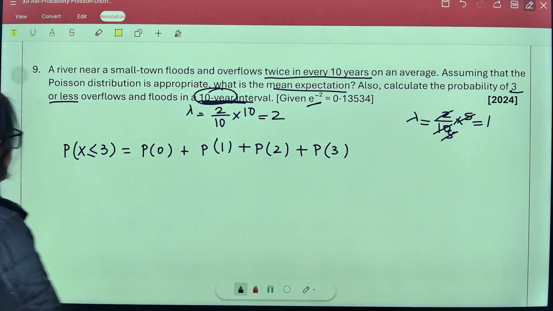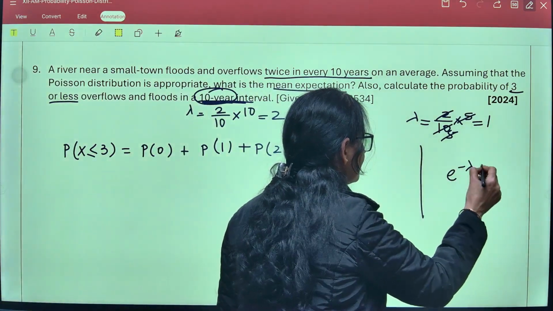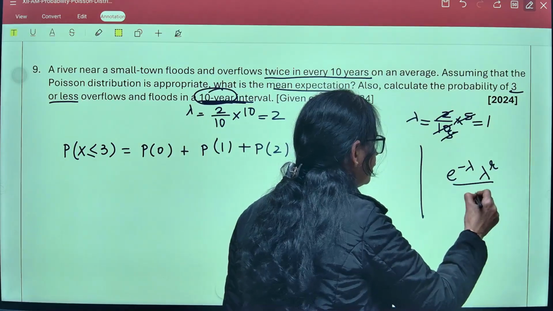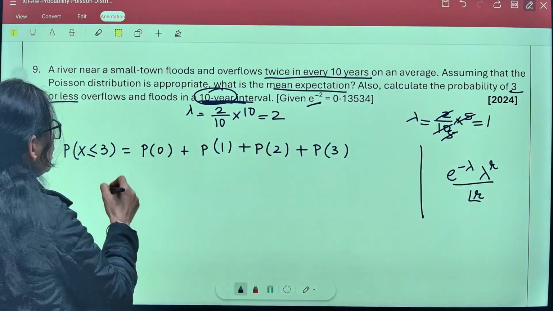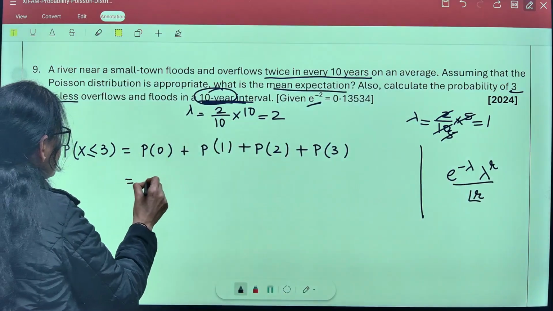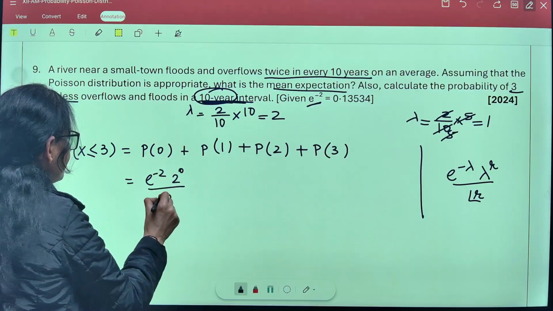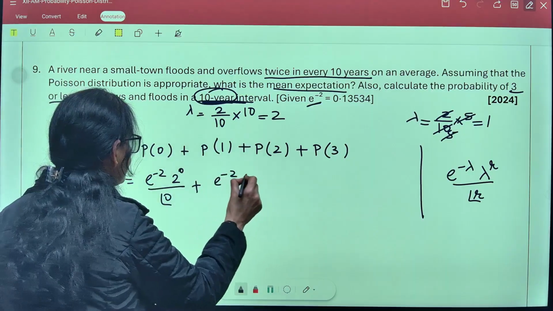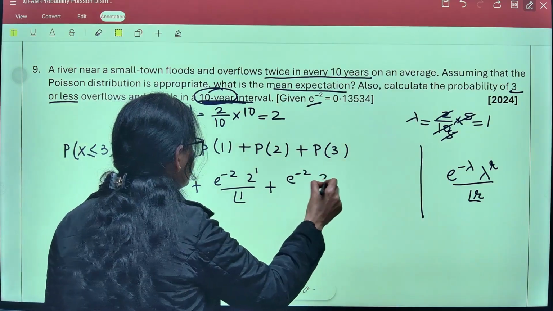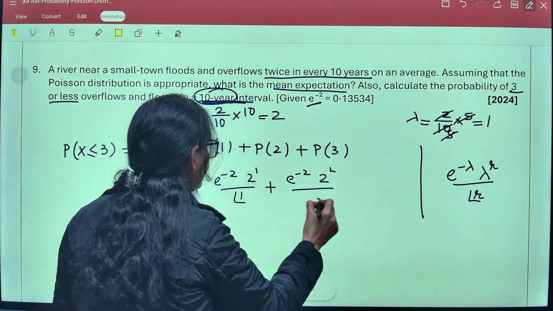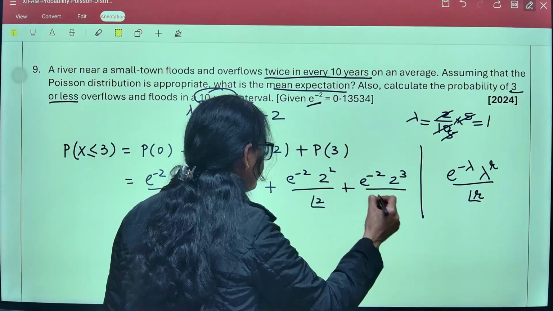Right? So let's find all these using the Poisson distribution formula, which is e raised to power minus lambda, lambda to the power r upon r factorial. Please do write this formula so that you don't make any mistakes. Lambda is 2 here. So this comes out to be e raised to power minus 2, 2 to the power 0 upon 0 factorial plus e raised to power minus 2, 2 to the power 1 upon 1 factorial plus e raised to power minus 2, 2 square upon 2 factorial plus e raised to power minus 2, 2 cube upon 3 factorial.